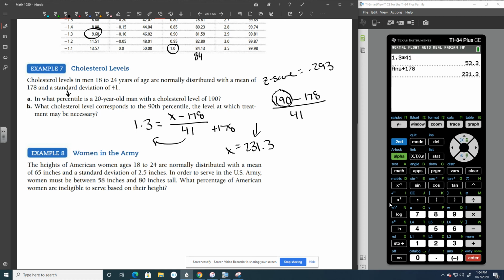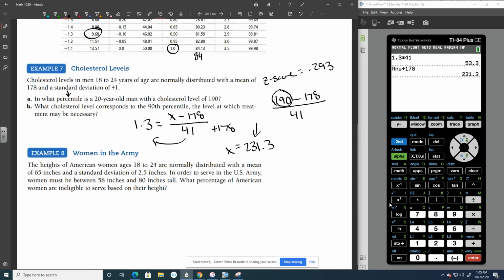Example 8. The heights of American women ages 18 to 24 are normally distributed with a mean of 65 and a standard deviation of 2.5. In order to serve in the U.S. Army, women must be between 58 and 80 inches tall. What percentage of women are ineligible to serve based on their height?